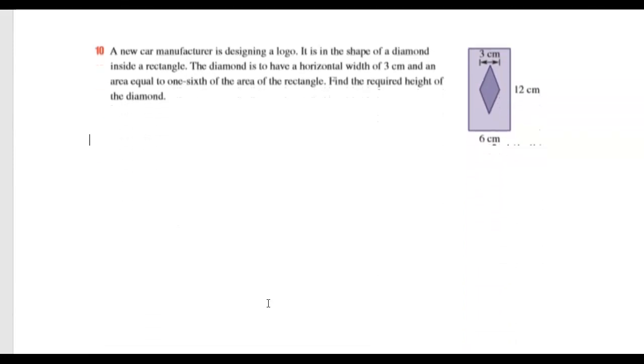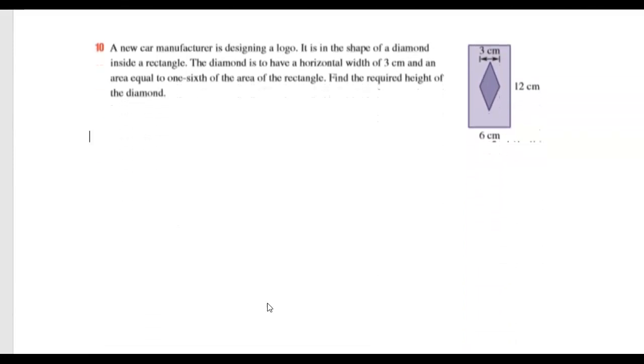Now, I was a bit reluctant to put this one in, but I thought I would because even though there's a diagram, it is a bit of a tricky question. So a new car manufacturer is designing a logo. It's in the shape of a diamond inside a rectangle. The diamond is to have a horizontal width of 3 centimeters. So you can see that there, 3 centimeters, and an area equal to 1/6 of the area of the rectangle. So this is important. I just realized I can draw on these diagrams. Find the required height of the diamond.